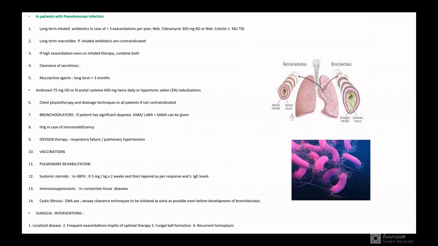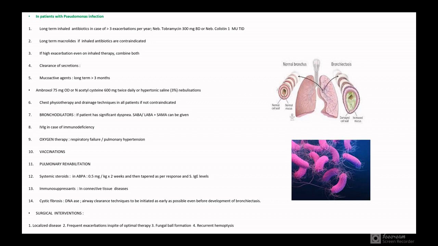What if the patient has pseudomonas infection? If there is pseudomonas infection and 3 exacerbations per year, we give nebulized tobramycin 300 mg BD or nebulized colistin 1 MU TID, and long-term macrolides if inhaled antibiotics are contraindicated. If there is high exacerbation, then inhaled therapy combines both.